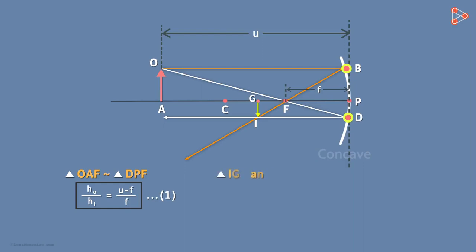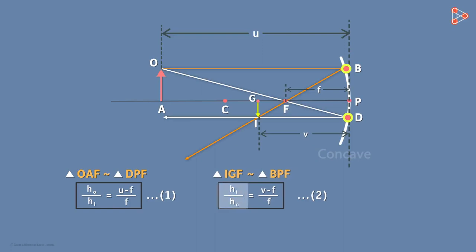Now consider triangles IGF and BPF. These 2 triangles are also similar again by the AAA test. I will leave this for you to verify. The ratios of their corresponding sides are equal. I will remove this ratio as it's not required. IG and BP are nothing but the heights of the image and the object. PF is the focal length F. So what's GF? GP is equal to GF plus FP. We know that FP is F. So what's GP? Yes, it's the image's distance from the mirror V. Therefore, GF is V minus F. Let this be equation 2.